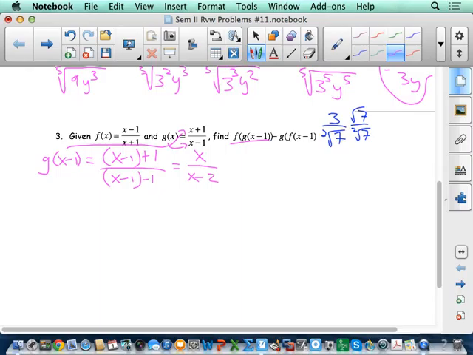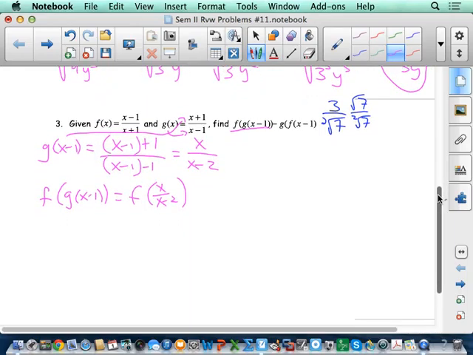What's the next thing we need to do? You do f of x over x. So f of g of x minus 1 is f of x over x minus 2. That's the next step. Okay, let's do it. Everywhere I see an x in f of x, I'm going to put in x over x minus 2. So I'm going to have x over x minus 2 minus 1 over x over x minus 2 plus 1.